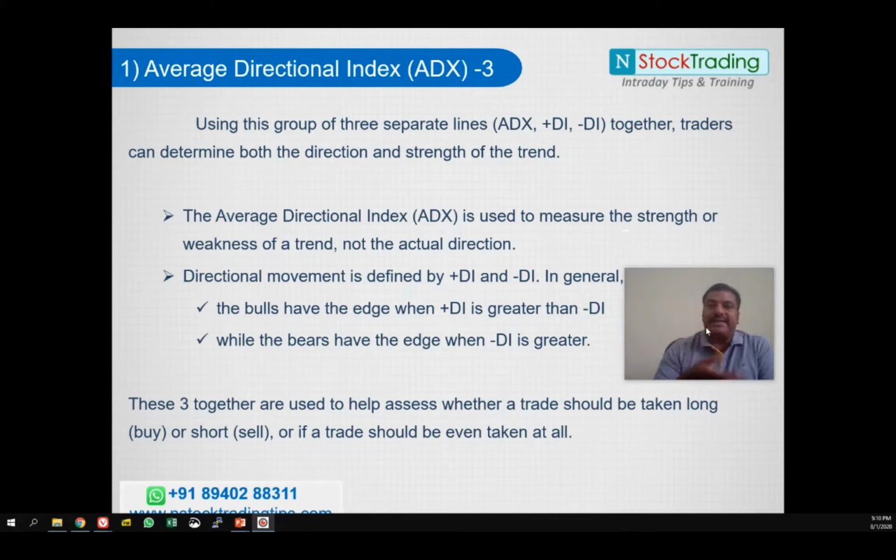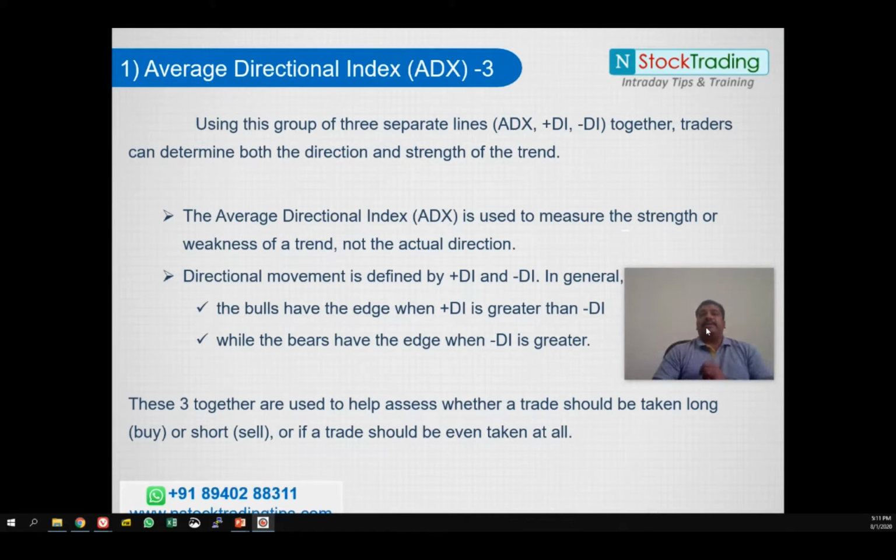When the plus DI is higher than the minus DI, it means it is a bullish trend. When the minus DI is more than the plus DI, it means the bearish trend is higher. In simple words, if the red line is on top of the green line, it means it's a bearish trend. If the green line is on top of the red line, it means it's a bullish trend.